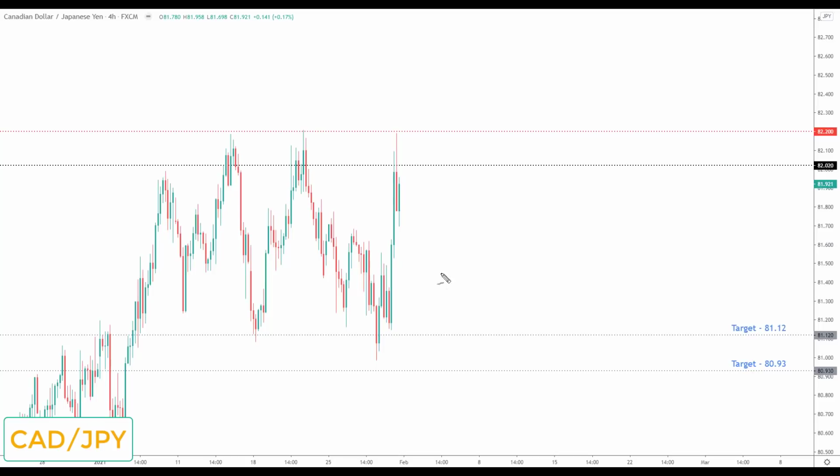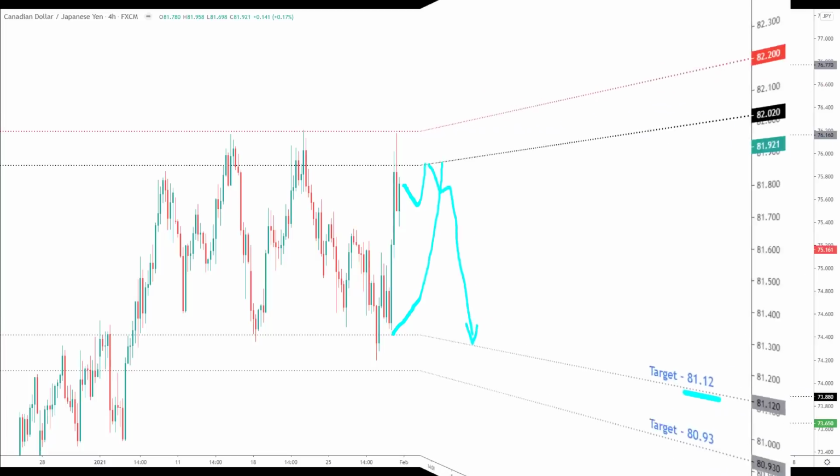If you absolutely wanted to trade this market, then the opportunity I'd be interested in, if we start to reverse in this area right here at the 82.020, this would be where I'd be looking for short positions as long as we're below the 82.20, and I'd be looking down towards the next key of support to the downside and the target set, and then essentially the range bottom at the 81.12.